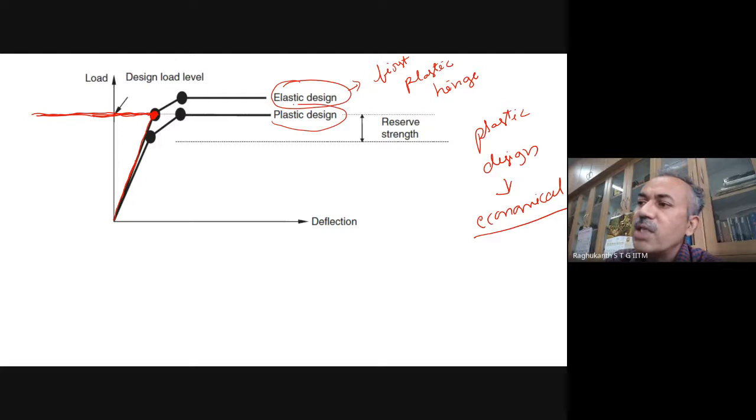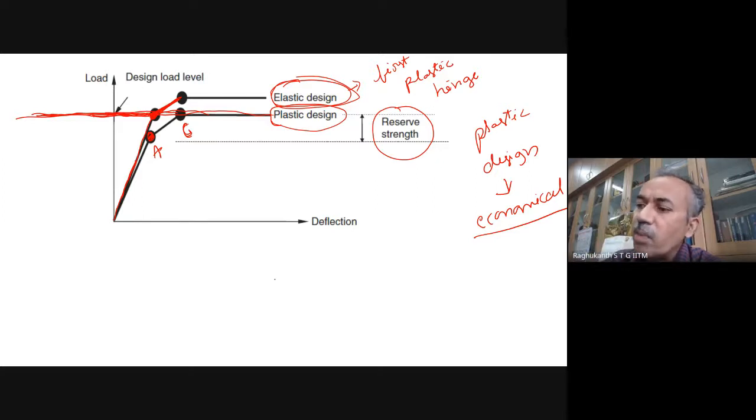But in plastic design, we are going until collapse. This is the hinge formed at A, and this is the hinge formed at C. So we are taking the design load corresponding to this portion itself. That means you are utilizing the reserve strength. Whatever reserve strength is there from A to C is also utilized in plastic design. But in elastic design, the main problem is that you are not utilizing this reserve strength in our calculations.